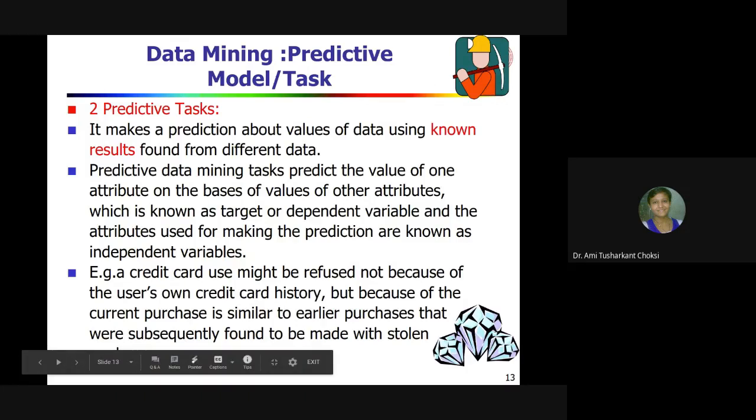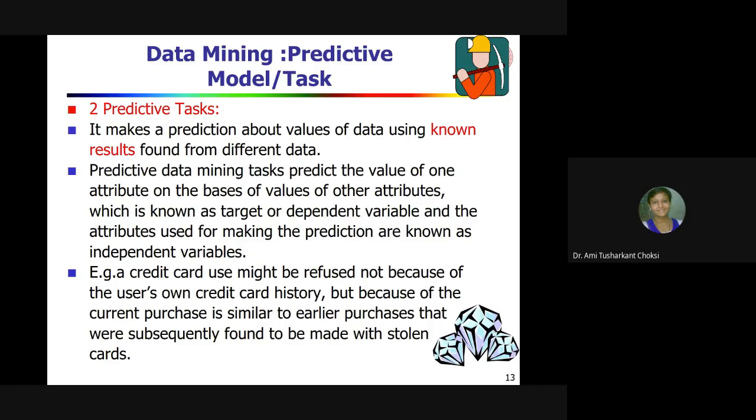What about that? It makes a prediction about values of data using known results found from different data. We can say, we know that people are using bread and butter. People are using bread and butter. So what I say is, my prediction about that data is, if people purchase bread, they will purchase butter also. See, predictive doesn't mean we are going to consider astrology, right? Astrology, if you want to consider in the form of our business, yes, we can say, no issue for that. But here the predictions are based on the known results found from the data.